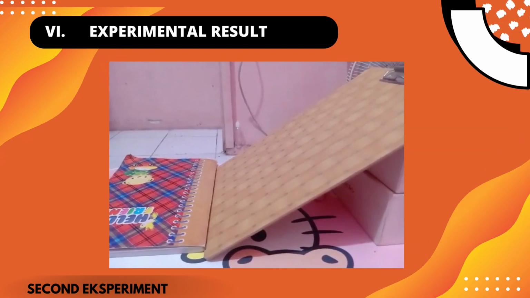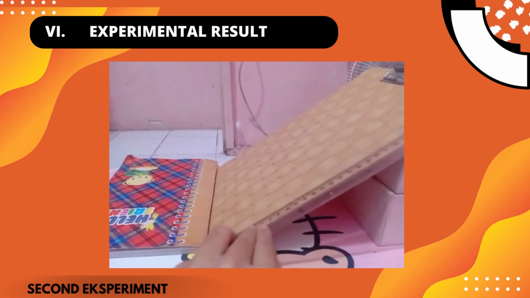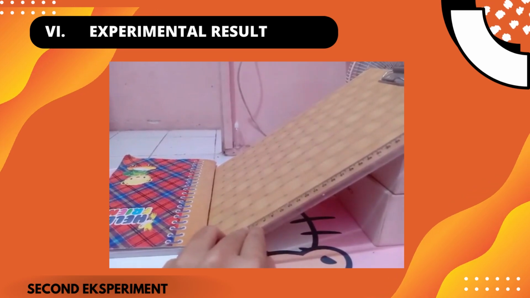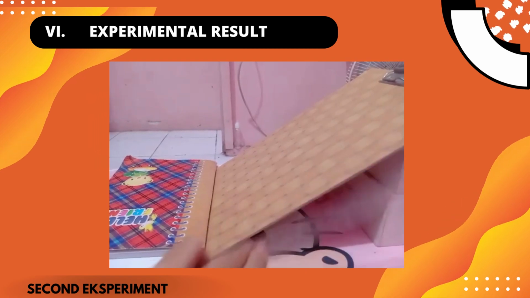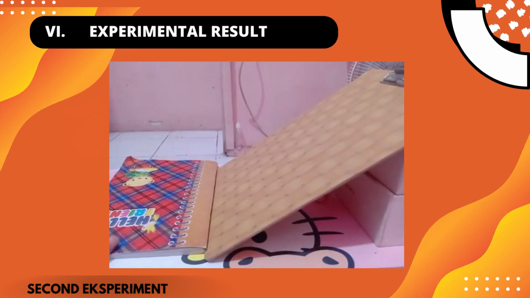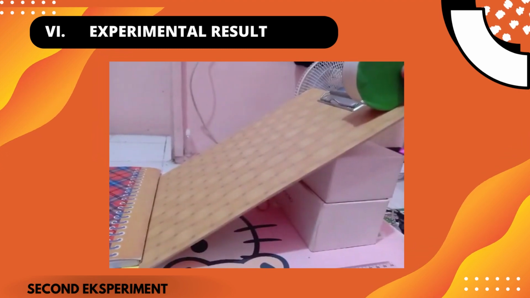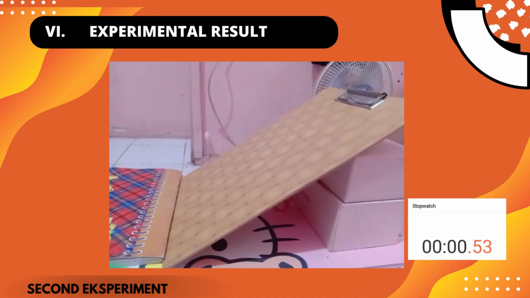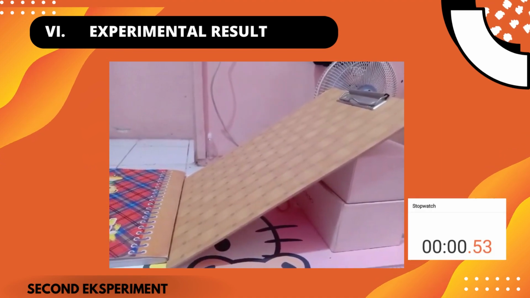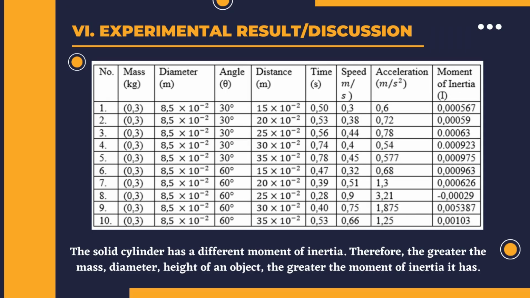0.48 seconds. And in the last experiment, we put the cylinder at 35 cm. At 35 cm, the time it takes is 0.53 seconds. We have the experimental results and discussion shown in the table. We calculate the speed and acceleration from the time we get, as in the table.